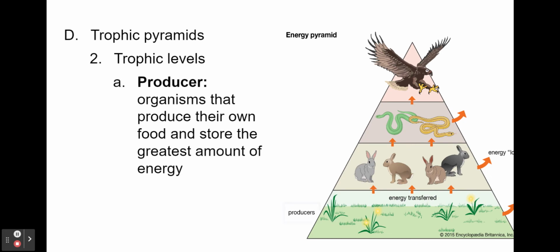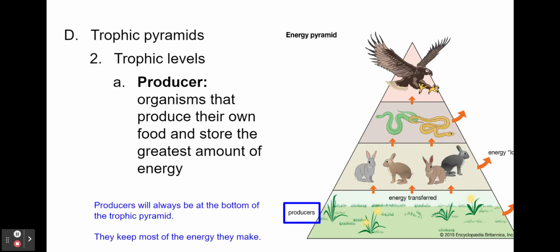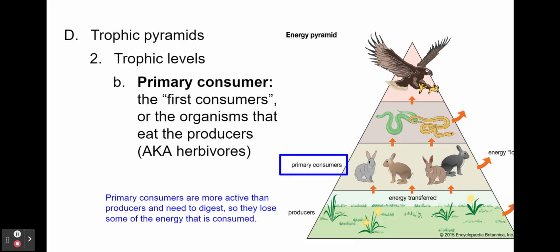So our first trophic level is the producer level, and you can see that I've put a blue box around producers at the bottom of this pyramid. You already know what producers are. They are organisms that make their own food. But now we're rewriting that. A producer is an organism that produces their own food and stores the greatest amount of energy. A lot of that light energy that those plants capture is stored within the bonds of the molecules within that plant. Producers will always be at the bottom of the trophic pyramid, and they keep most of the energy that they make.